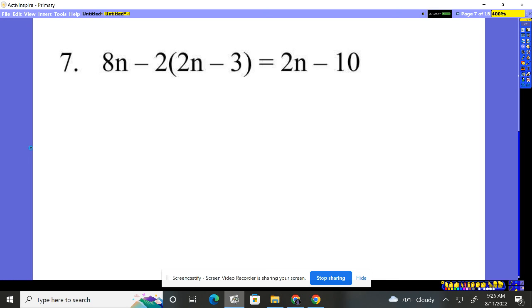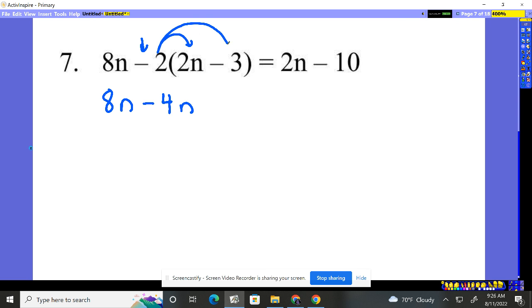Number 7. Okay, we need to distribute through. I see parentheses, so I need to distribute this 2 through. Now remember, it is a negative 2. So we have 8n right here. Negative 2 times a positive 2n is minus 4n. Negative 2 times negative 3.